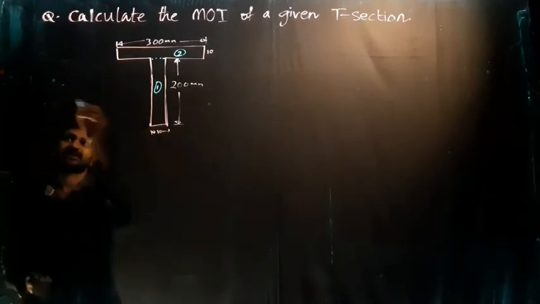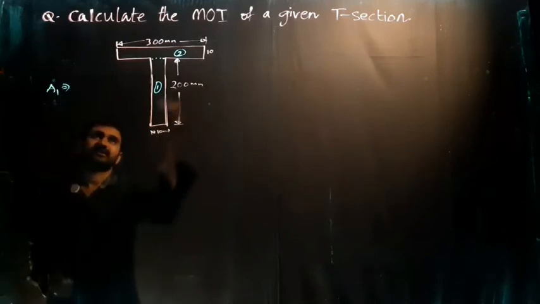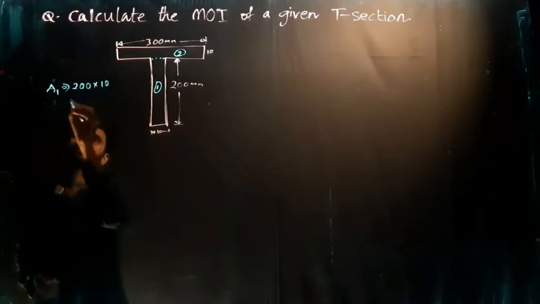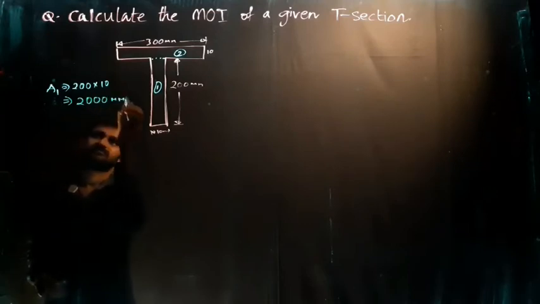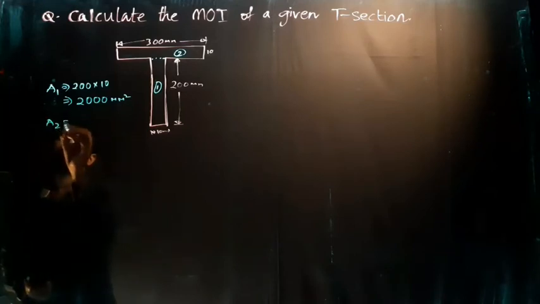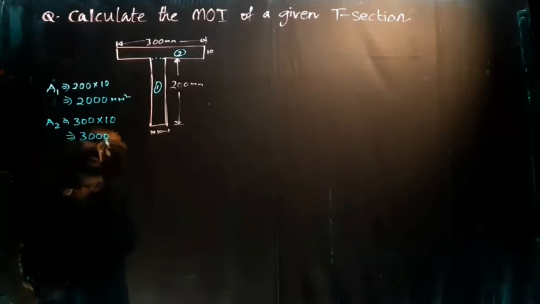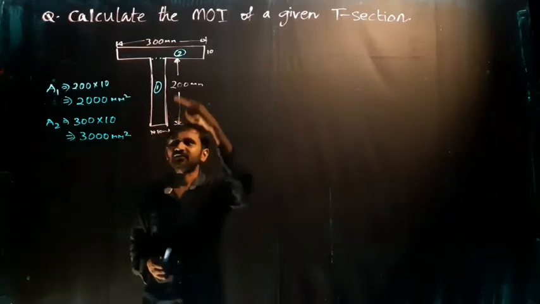According to that I need to write this. I need to find out the A1 for that. What is A1? The area of that will be 200 into 10 mm. So 200 into 10 is equal to 2000 mm square. Similarly, we need to find out A2. A2 means the section of this, 300 into 10. So this is equal to 3000 mm square. So we got A1 of the section, we got A2 of the section.